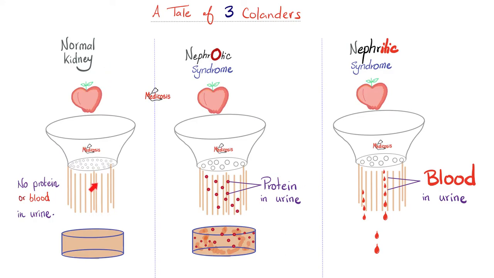A good kidney should not let any protein or blood into the urine. A kidney with nephrotic syndrome lets in tons of protein in the urine. A kidney with nephritic syndrome lets in mainly blood in the urine. The kidney is inflamed, itis means inflammation, and shedding tears of blood.